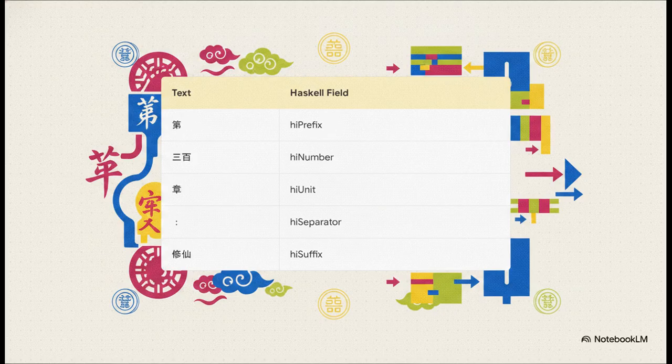We can take our real-world text components and seamlessly translate them directly into corresponding Haskell fields in our new HeaderInfo type. It is just a beautiful one-to-one translation from chaos right into structure. The prefix becomes hiPrefix, the number becomes hiNumber, the unit maps perfectly to hiUnit, the separator goes straight to hiSeparator, and the chapter title itself slots perfectly into hiSuffix.